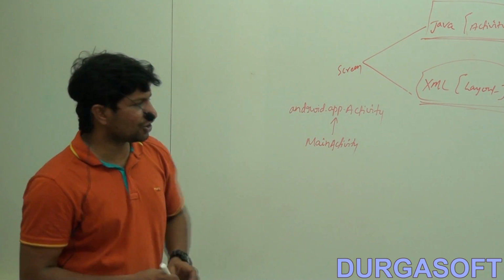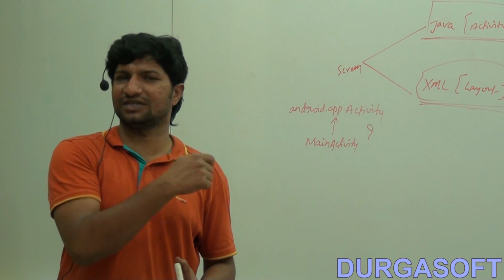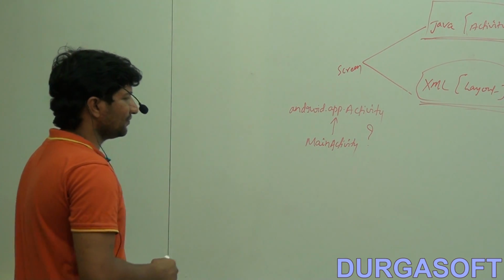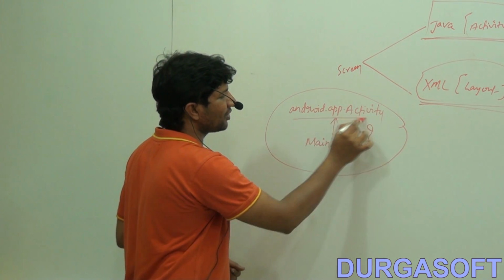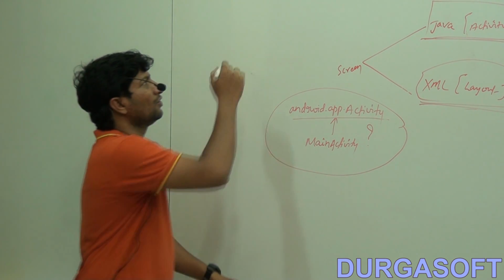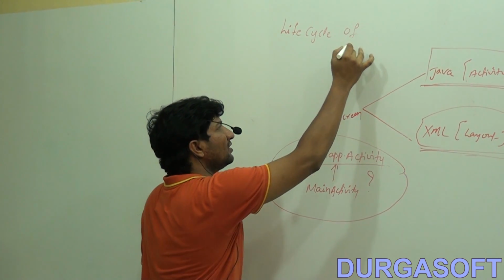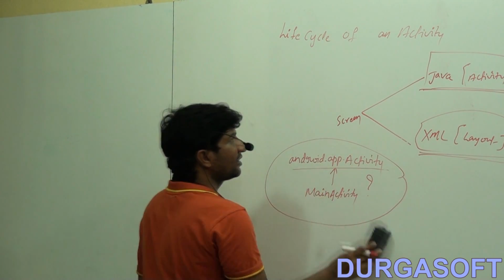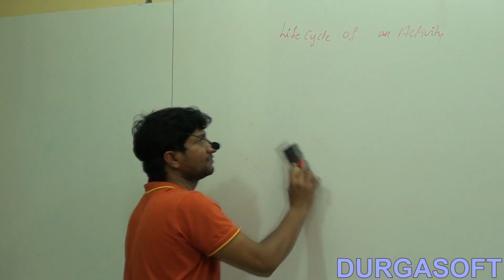My question is, why do we need to extend this Activity class? What is the need of extending the android.app.Activity class? To understand this question, first of all, you need to understand what the life cycle of an activity is. So next we'll discuss the life cycle of an activity.